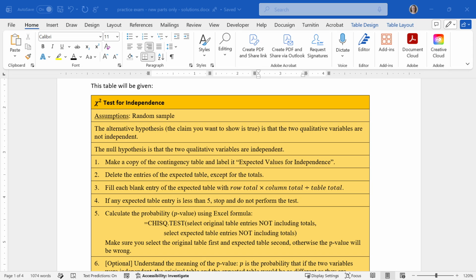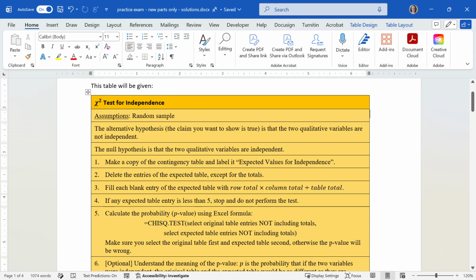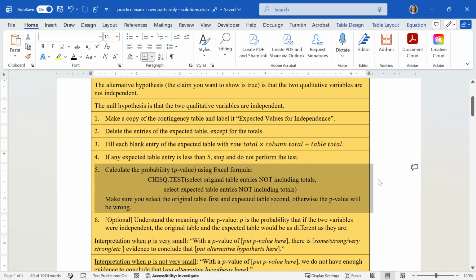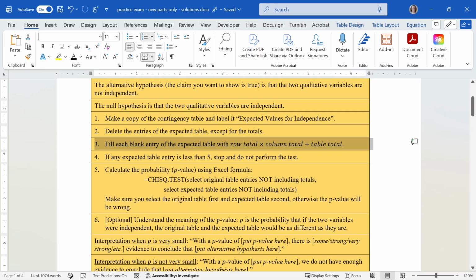Hello everyone. In this video I am going to go over some questions about chi-squared test for independence and linear regression. So here is my little procedure table that I will give you to do your chi-squared test for independence. Normally this test is done in Excel, but for paper questions, I will just give you the p-value that you would normally calculate yourself at this point. But I will still ask you to fill in the expected table because you can use a calculator to do that.